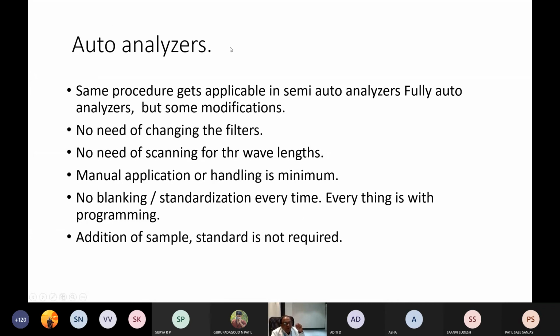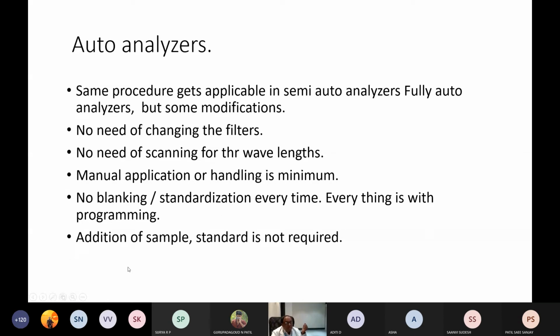But in the fully auto analyzers, the values of the blank or the standard will be noted there, and that can be made use of the next time you are using it. So the auto analyzer makes use of that. There is no need for you to run the blank and the standardization, so you are not wasting your time or the reagent. Everything is with the programming.